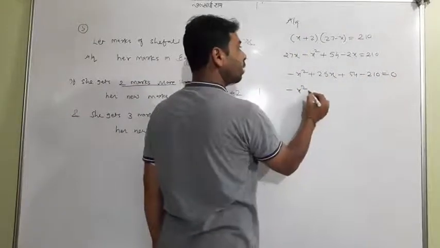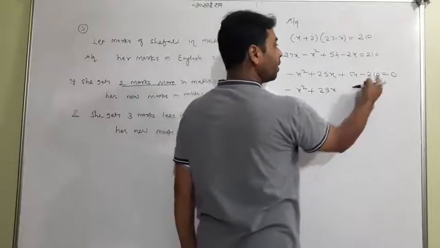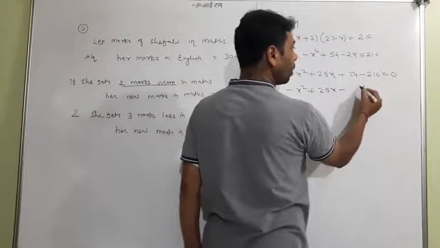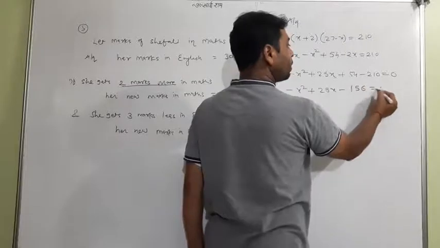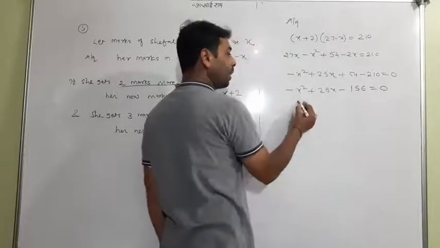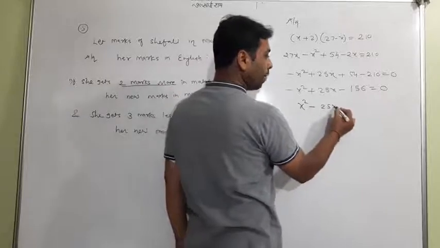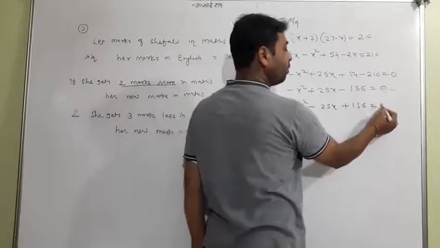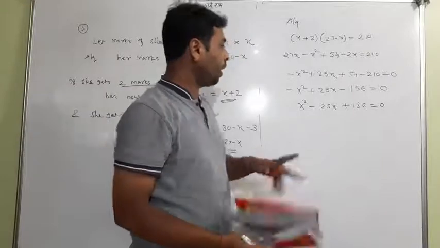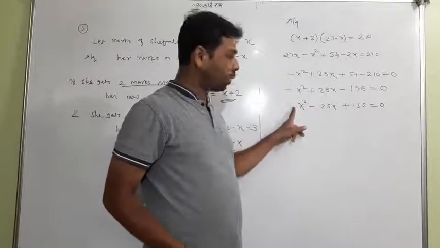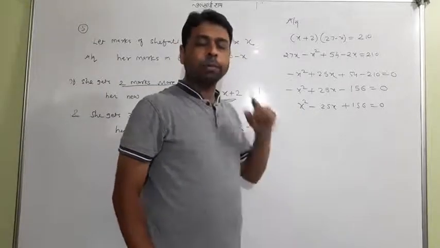So minus x square plus 25x and these two will be minus 156 is equal to 0. Now I will multiply by the minus sign so that it will be positive. So x square minus 25x plus 156. What I did here, I just multiplied by the minus sign so that it will be positive and the answer will be easy for you.